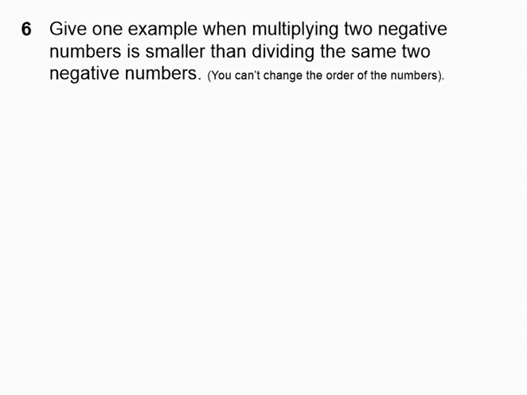And finally, question number 6, it says, give one example when multiplying two negative numbers is smaller than dividing the same two negative numbers. This is a pretty tricky one. But if I take two numbers and I was to multiply them together, when is that going to be the same as if I divide them to give a number that is larger than when you multiply them? Now, a hint is the numbers can be less than 1 if you want them to be. The numbers that you choose can be less than 1, but you can't change the order.